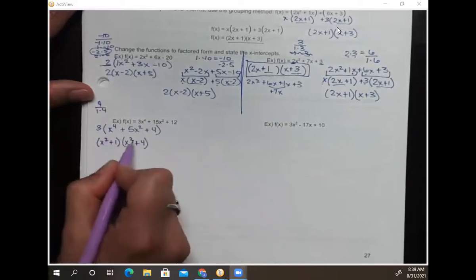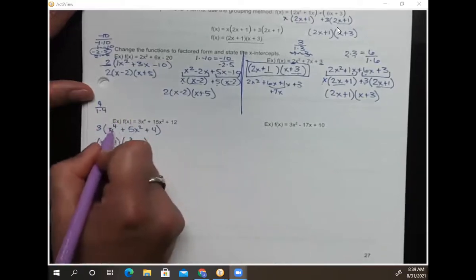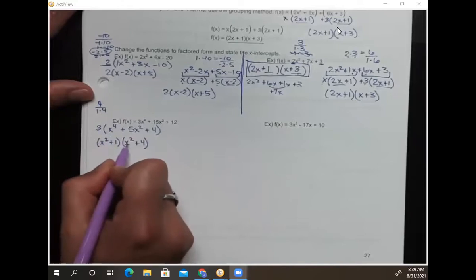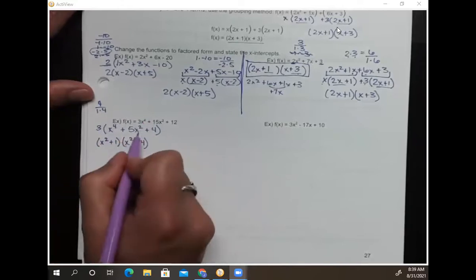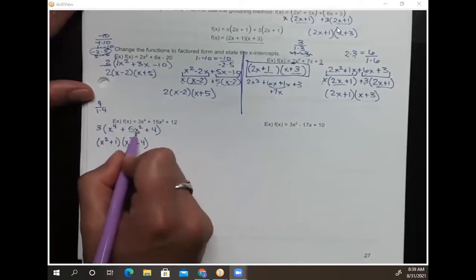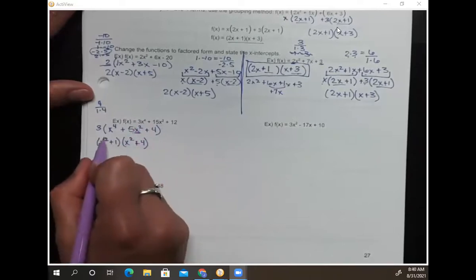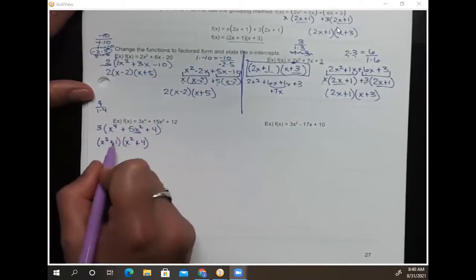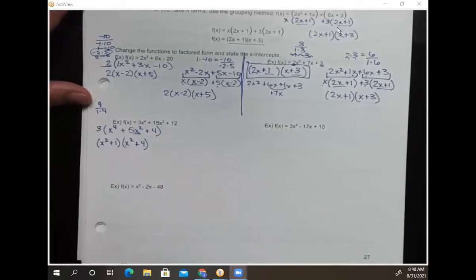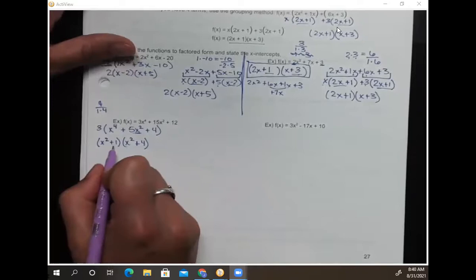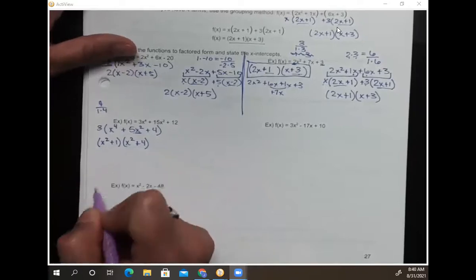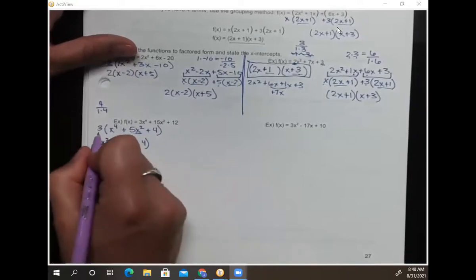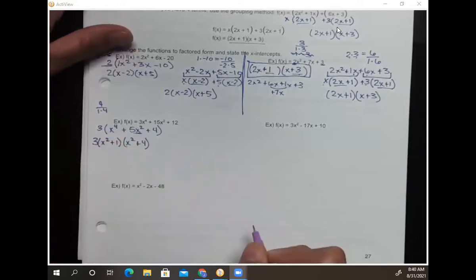I'm using x squared here because I need to get x to the 4th. So when I distribute, x squared times x squared gives me x to the 4th. And I know my middle terms need to have x squared. So when I distribute, x squared times 4 and 1 times x squared will give me that x squared term in the middle. Now, for right now, we can't factor these down anymore, so we're just going to leave that here. Don't forget to bring your GCF in front.